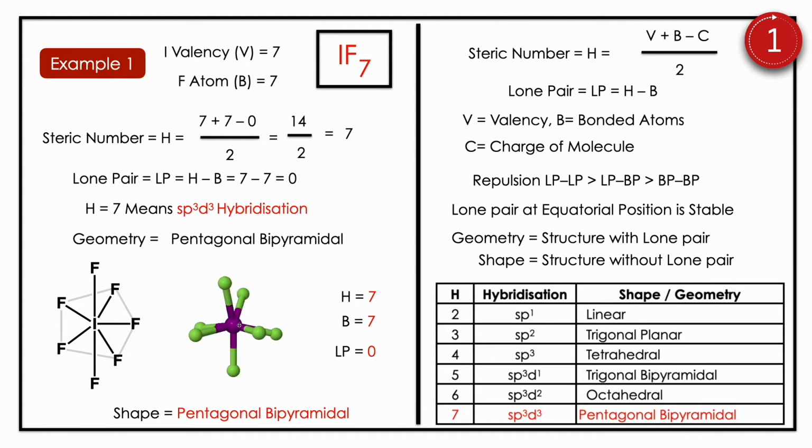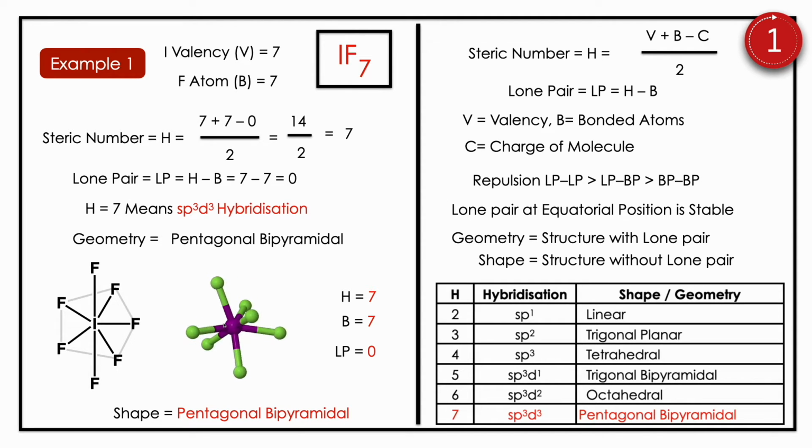Let us really get into the problems. Example number 1, IF7. Iodine is a halogen. Valency is 7. The fluorine atoms are the bonded atoms, which is 7. If you look at our formula, V plus B minus C, whole divided by 2, means 14 by 2, 7. Lone pair means H minus B, which is 7 minus 7 equals 0. H of 7 means sp3d3 hybridization, which is pentagonal bipyramidal.